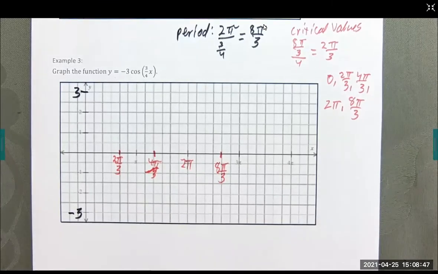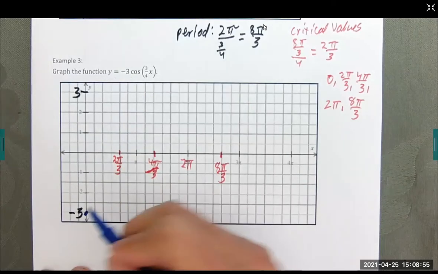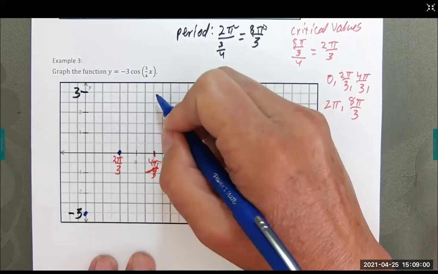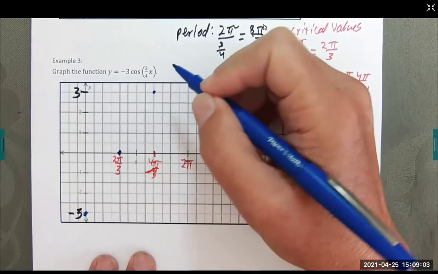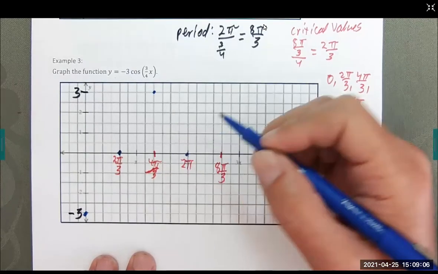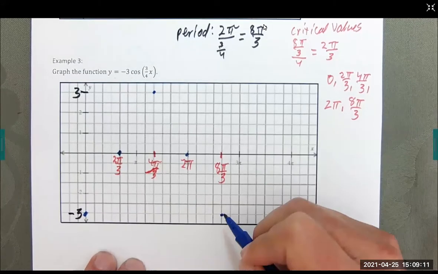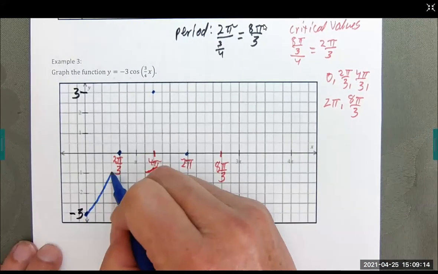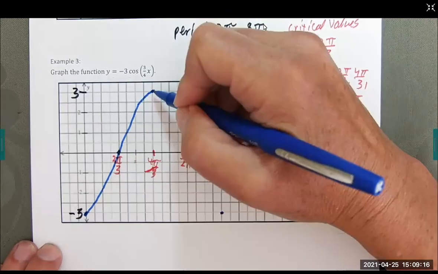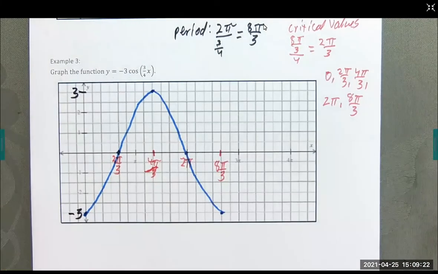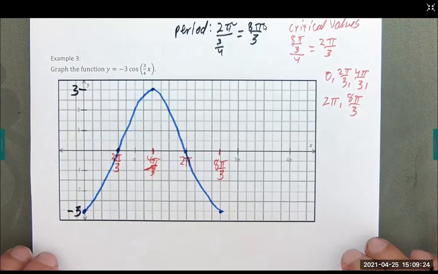All right, so we're going to start way down here at -3, go up to 2 pi over 3. And at 4 pi over 3, we're going to go all the way up to 3, then back down at 2 pi to 0, and then way down here at -3 for here. So here is our crazy graph. Again, take your time with this. Draw it out nice and slowly.